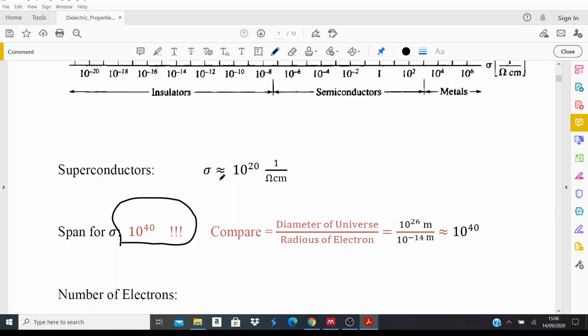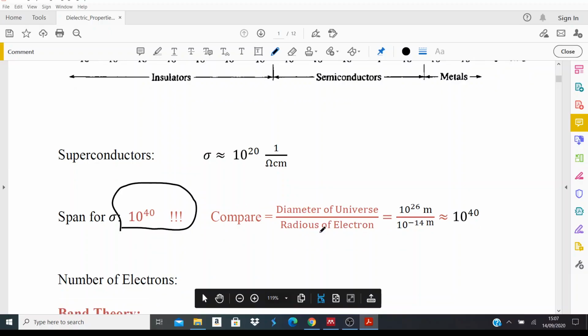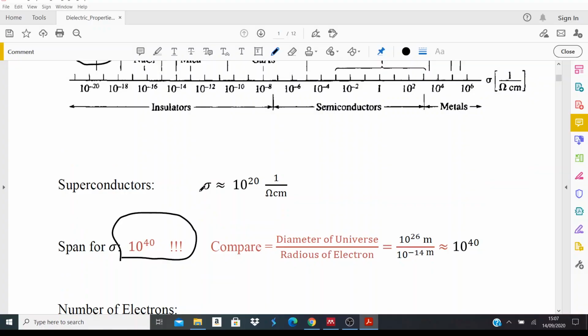And just to make a comparison, this kind of range, you can compare the diameter of the universe to the radius of the electron, right? The diameter is like 10 to the power 26 meter, that's an approximation, and the radius of the electron is somewhere 10 to the power minus 14 meter. So it is as though we are comparing the universe diameter with a single electron radius. That's a huge range, right? That's what makes this topic really fascinating.